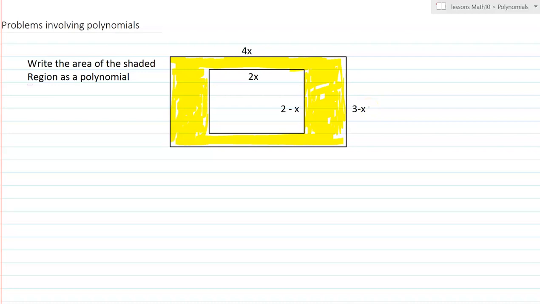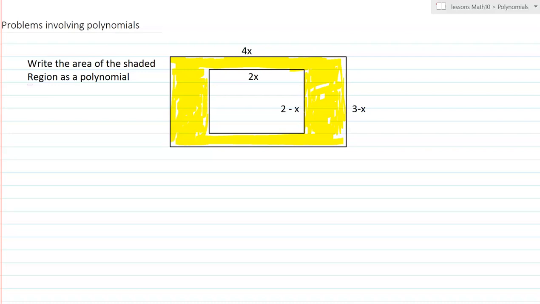We have a smaller rectangle. Did I say triangle? Rectangle, right? Yeah, there's another rectangle inside. 2x is the length of that, and 2 minus x is the width of the smaller rectangle inside the big rectangle. The question is, let's write the area of this yellow region as a polynomial. That would be in terms of x or x squared or whatever.